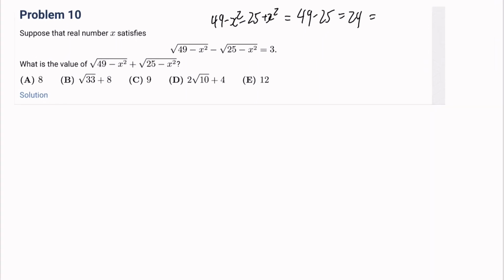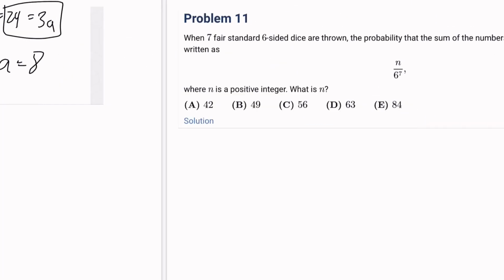This is, let's call this a. That would equal 3 times a. And so 24 equals 3a, a equals 8. We want a, right? So it's 8, the answer is A.